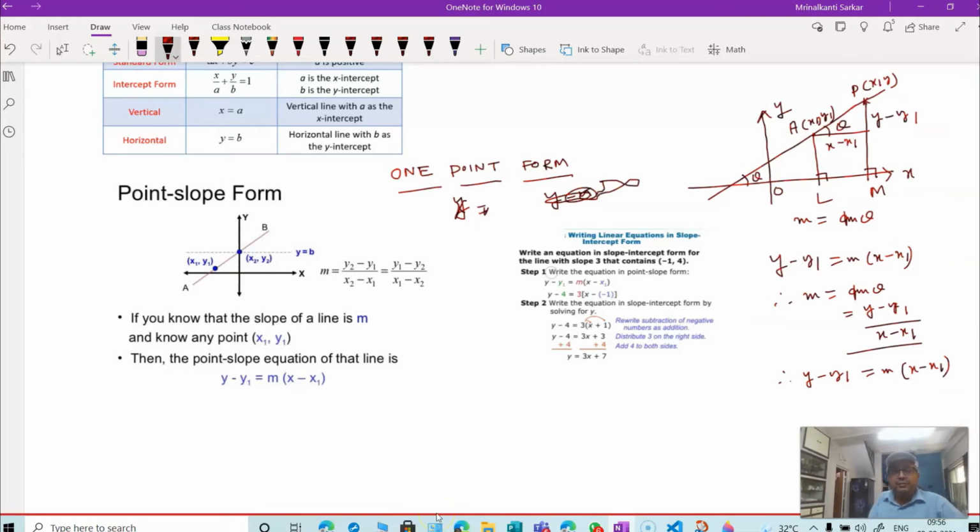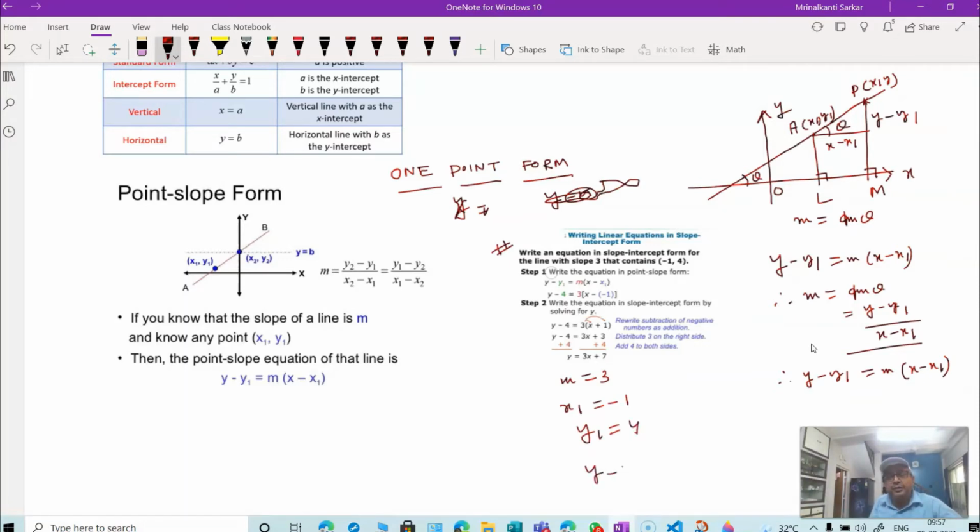A question on that form is asked here. Write the equation of line in slope intercept form with slope 3 and containing (minus 1, 4). How to write? Here x1 is minus 1 and y1 is 4 and the value of m is equal to 3. So the equation is going to be y minus y1 equal to m into x minus x1.